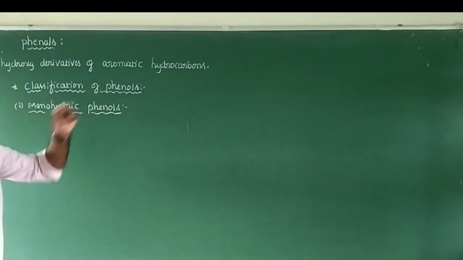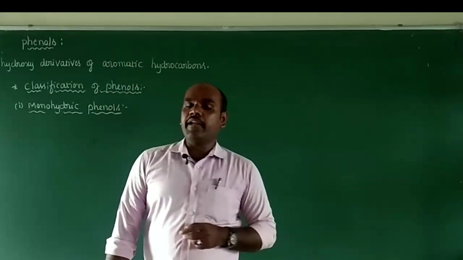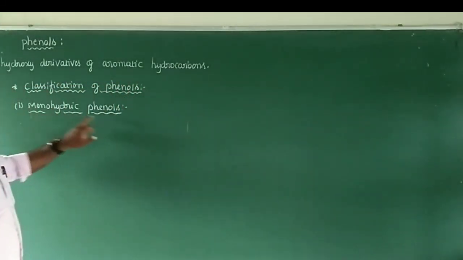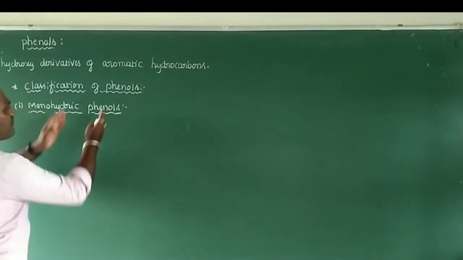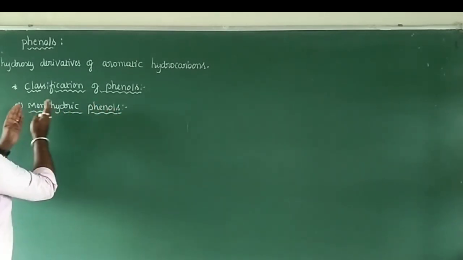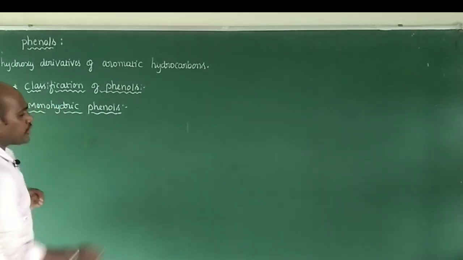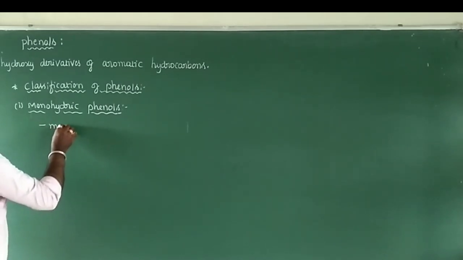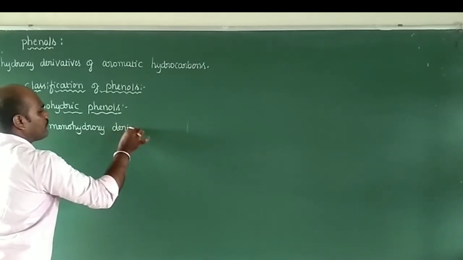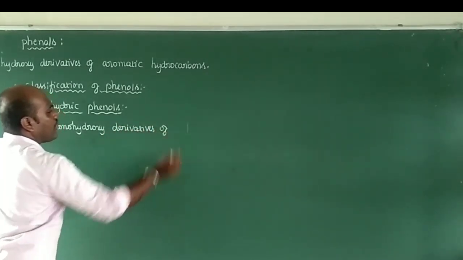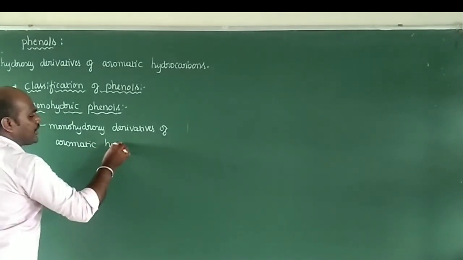So if you come to the classification of phenols, as we said, there are 3 types: monohydric, dihydric and trihydric phenols. So firstly we shall consider monohydric phenols. The name itself tells you monohydric phenols. That means these are the phenols obtained by replacing 1 hydrogen atom on the benzene ring with 1 OH group. So we can say they are monohydroxy derivatives of aromatic hydrocarbons.